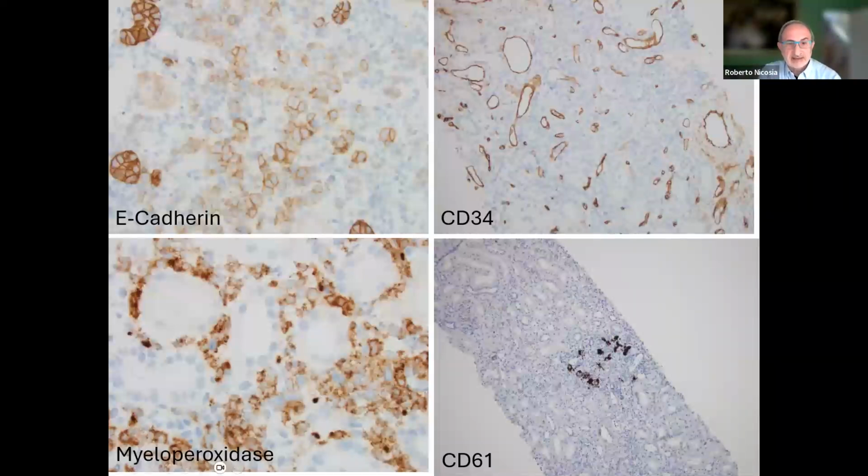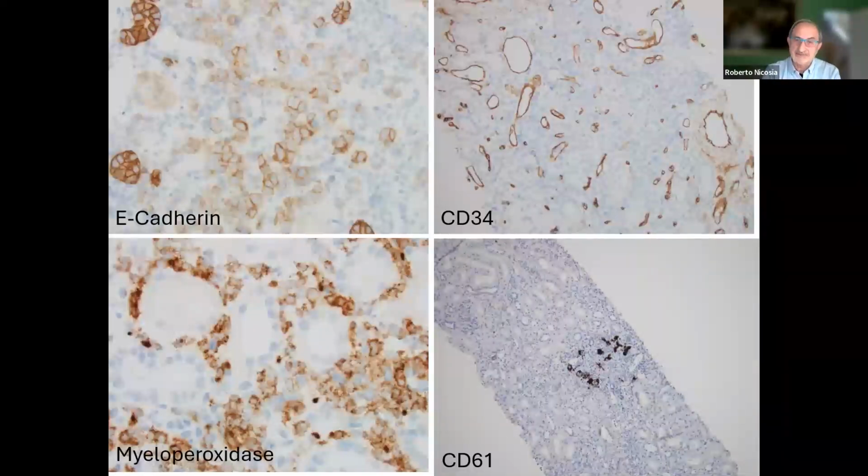Myeloperoxidase is a staining that highlights myeloid cells, and we could demonstrate numerous myeloid cells, including cells with round single nuclei in the infiltrates, which were probably representing different stages of myeloid cell differentiation. And finally, we found clusters of CD61 positive cells.